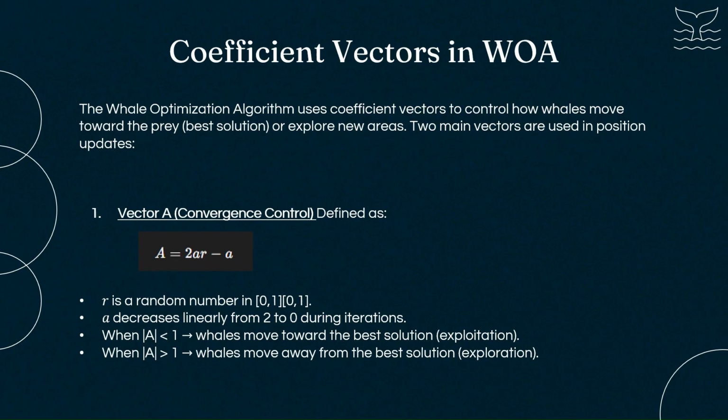The interesting part is how A changes over time. There is a parameter called small a, which starts at 2 and decreases linearly to 0 as the iterations go on. Because of this, early in the algorithm, the modulus of A is usually greater than 1, which encourages wide exploration. But as small a gradually shrinks, A also shrinks, and that pushes the whales towards more focused exploitation. This gradual transition is what makes the whale optimization algorithm both stable and efficient, because it starts wide and ends sharp.